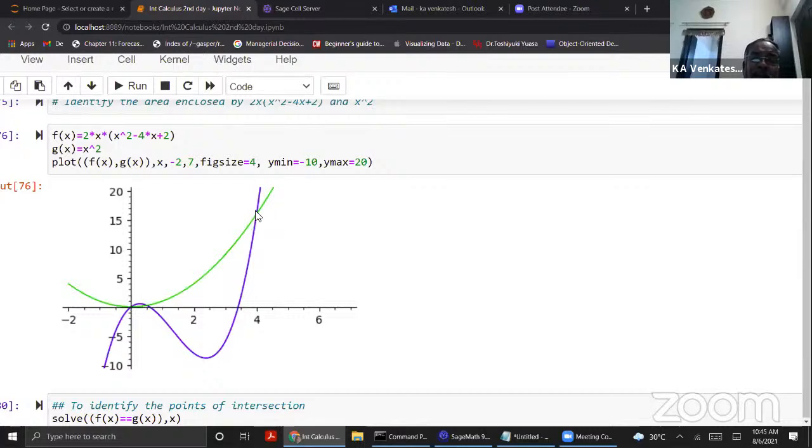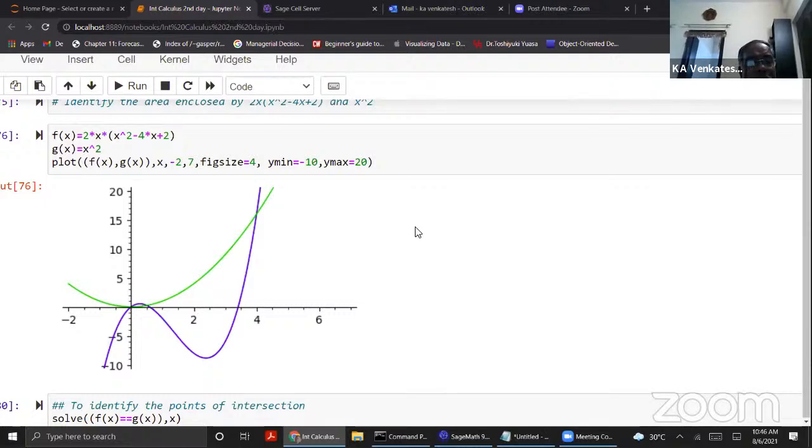So to find the point of intersection, what is the procedure we have? Equate these two equations and solve for x. We'll get the points of intersection, this point and this point. One point is known to us, 0, 0, and this point is known. Then we can find out the rest. So take this one.